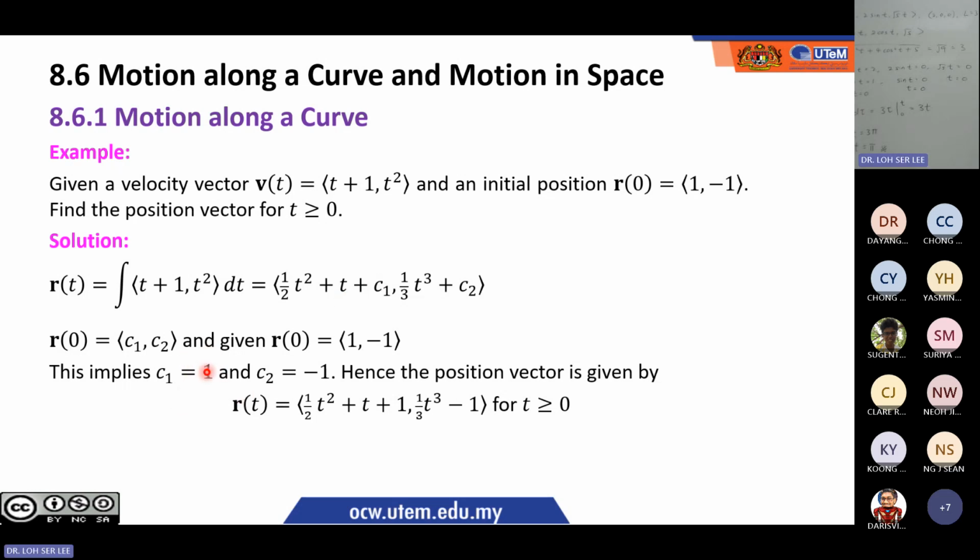Okay, then you just substitute the c1 and c2 back into here, and here you will get your r(t). Okay, the complete r(t).